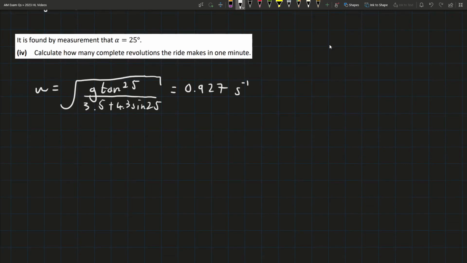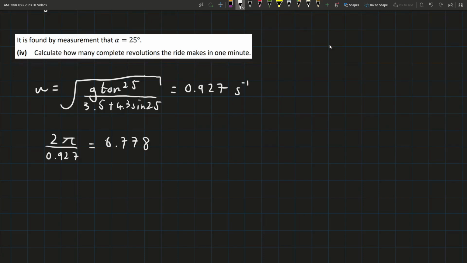So what does this mean? This means it's doing 0.927 radians every second. Now, how many radians are in a full circle? Well, there's 2 pi radians. And if we divide that by 0.927, it's 2 pi radians divided by how many radians it can do per second. So that gives us 6.778. So what does this mean? Well, it takes 6.778 seconds to do 1 revolution.